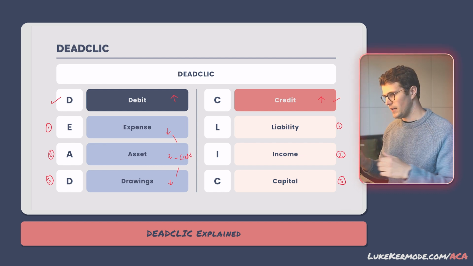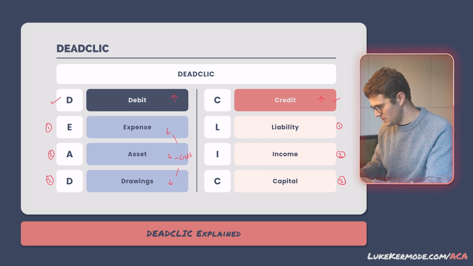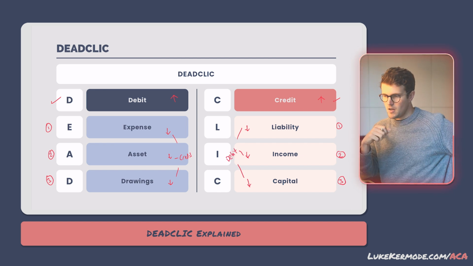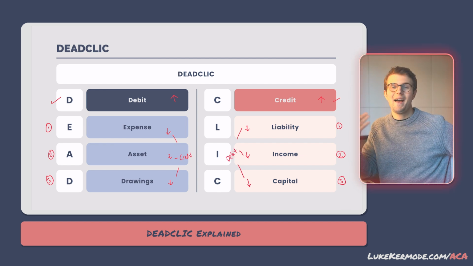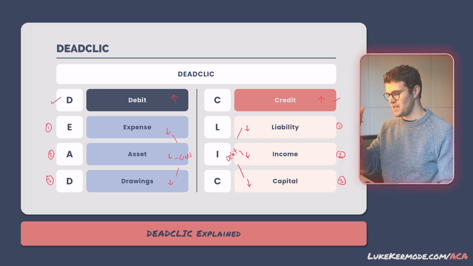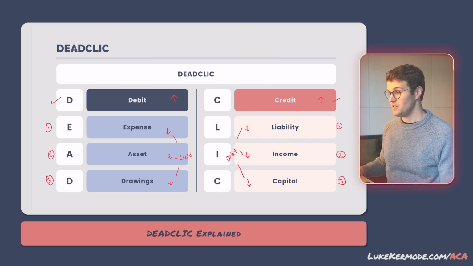But again, keep in mind, if one of these accounts decreases, then the entry doesn't go on the credit side, it will go on the debit side. So for example, if a business repays part of a loan, the liability amount will be decreasing, so you'll need to debit the liability account.